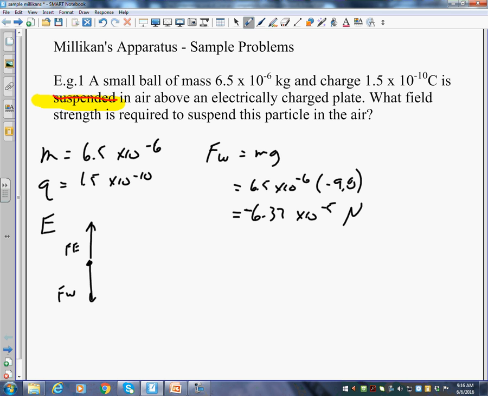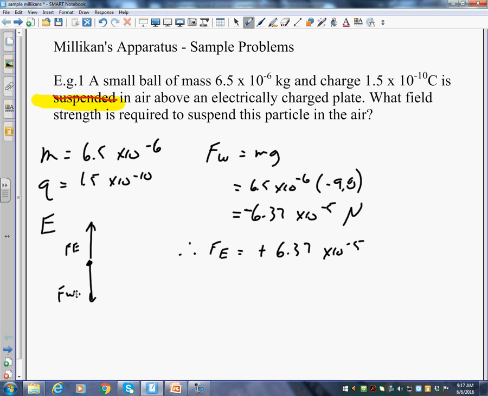Which means what? What's the next step? I'll give you a hint. That means, therefore, the electric force is plus 6.37 times 10 to the minus 5. I guess I could write that out and show the net force is 0, but I think everyone can do that. These forces are equal. One is negative and one is positive. One is down and one is up.